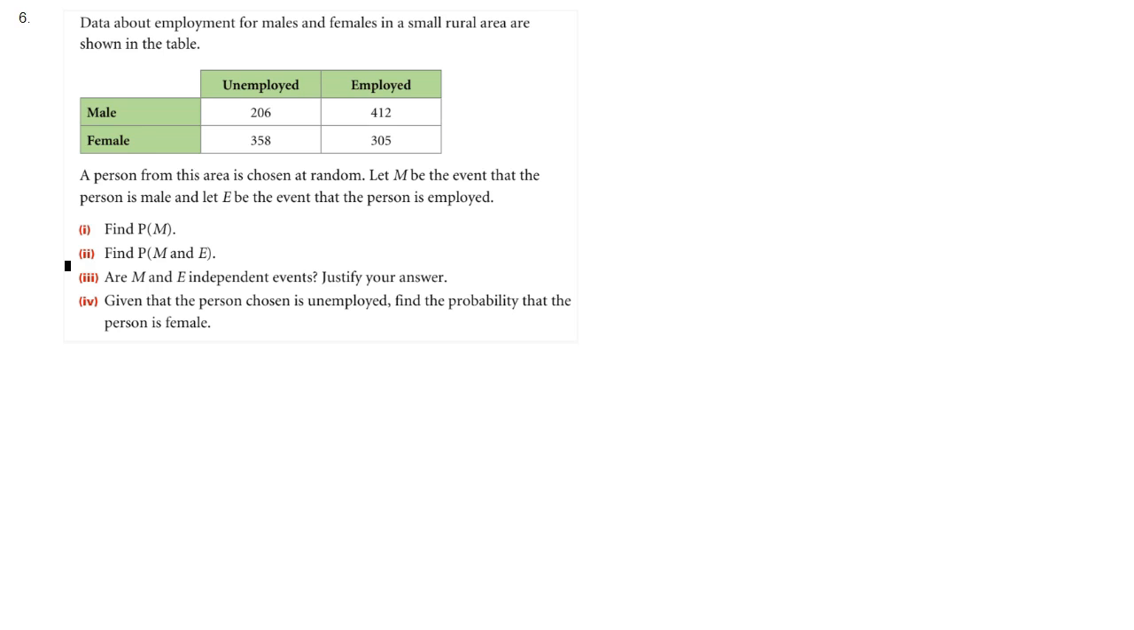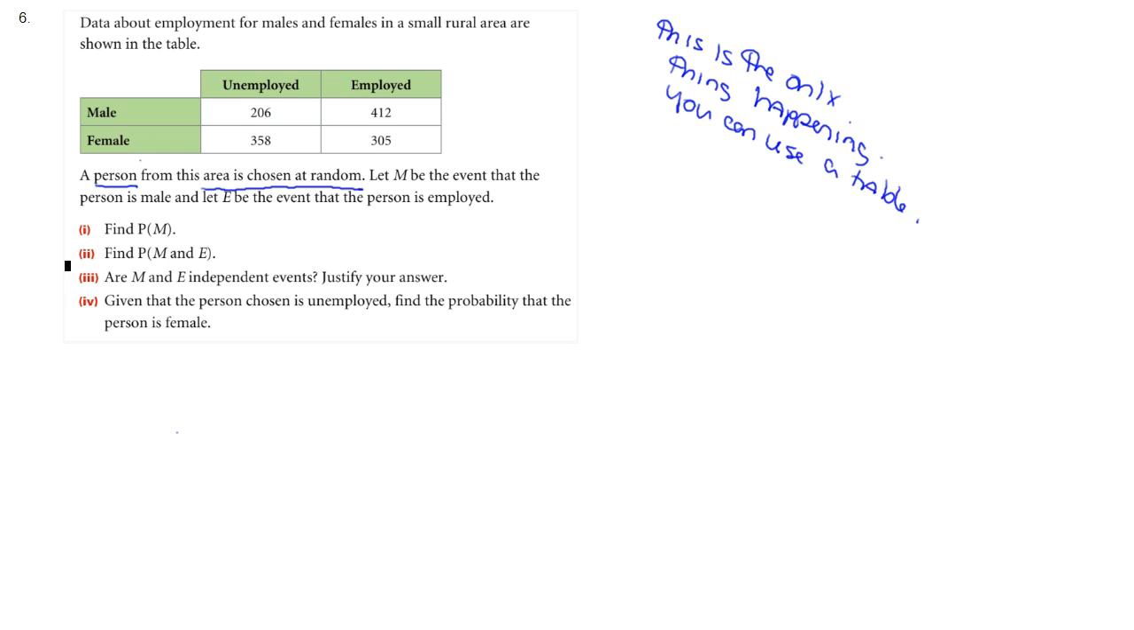Okay, so in number 6, we've got some information about employment, males and females. And the key here is that there's only one thing happening. We've just got information, and so this is all we have to worry about. We can use the table to figure out the probabilities in this particular case. So let's take a look at this.